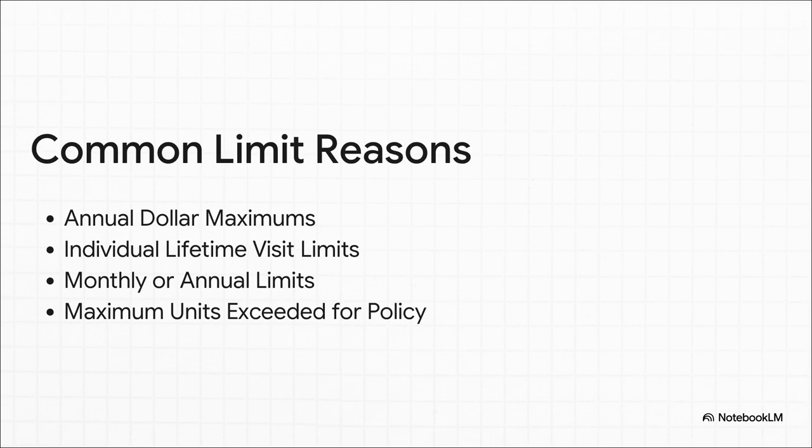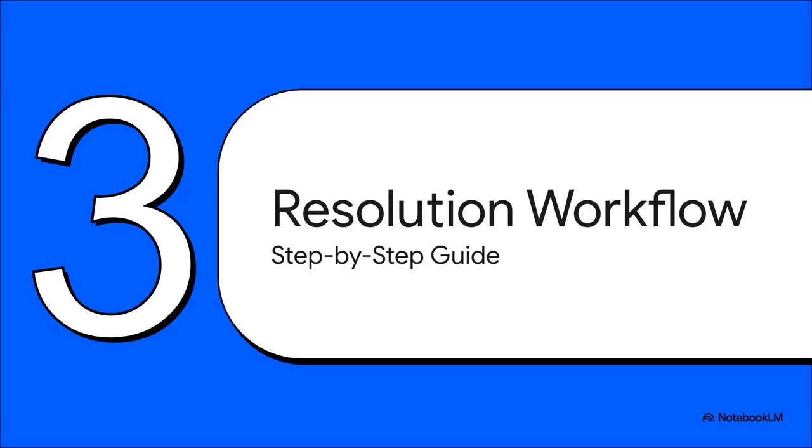Second, you might run into individual lifetime visits. That means some treatments are hard capped at a specific number of visits over the patient's entire lifetime. Third, we see monthly or annual visit limits, and that's strictly a visit count, regardless of the dollar amount. And fourth, the maximum units have been exceeded for a very specific medical policy. As an AR associate, your main job is to figure out exactly which of these buckets your specific claim falls into. Let's move to Section 3 and see how this builds.